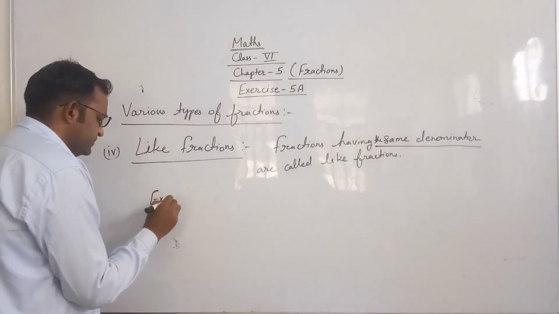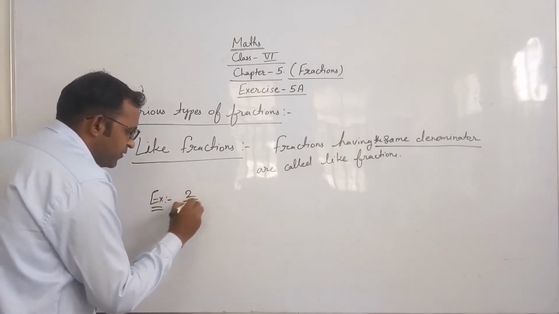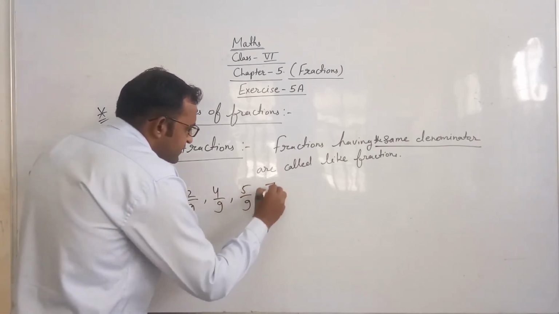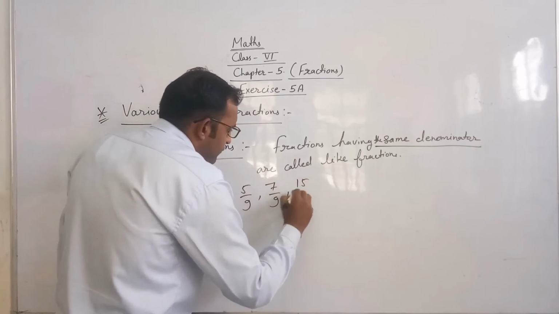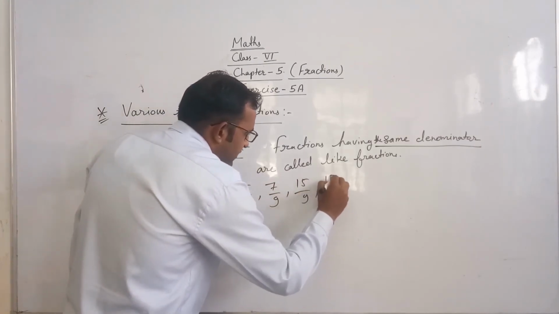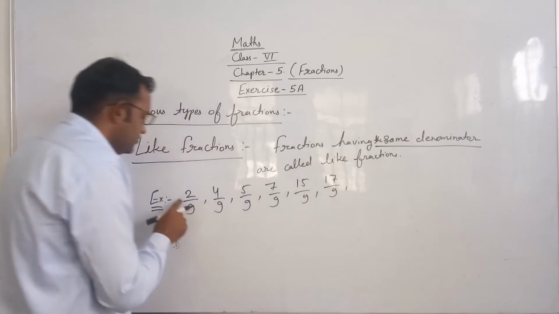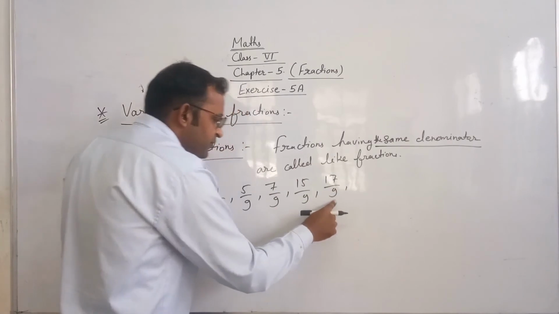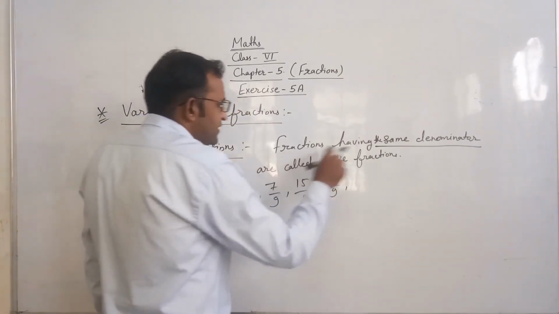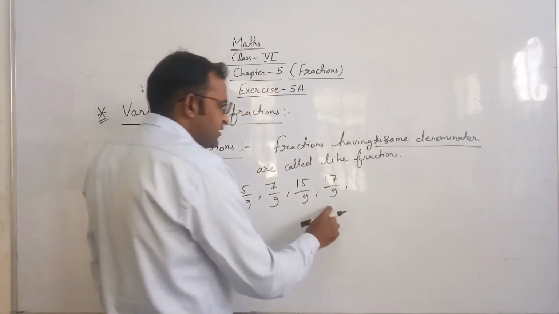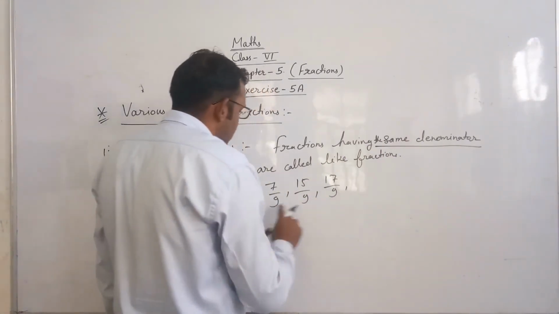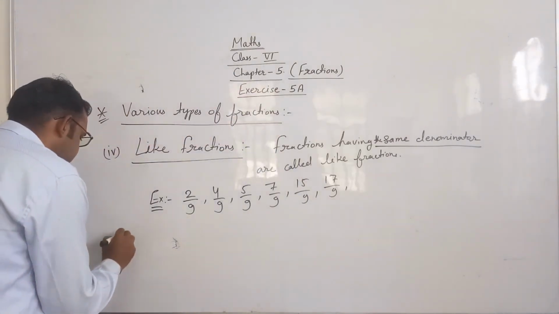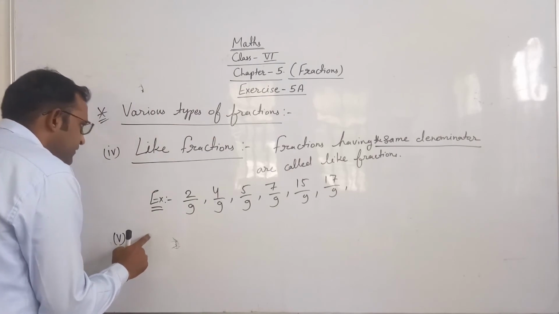For example, 2 upon 9, 4 upon 9, 5 upon 9, 7 upon 9, 15 upon 9, 17 upon 9. So all denominators are same. Okay. So fractions having the same denominator are called like fractions. So all are like fractions. Next, fifth type, unlike fractions.